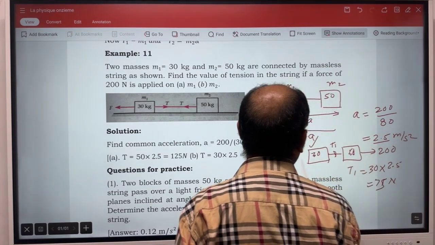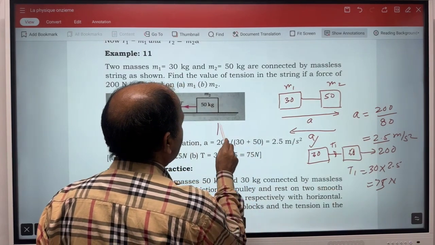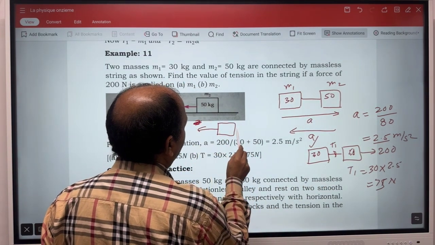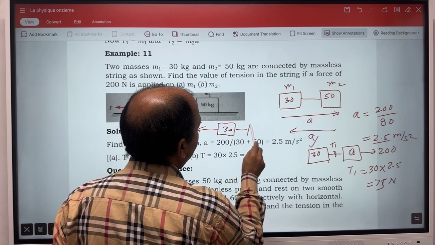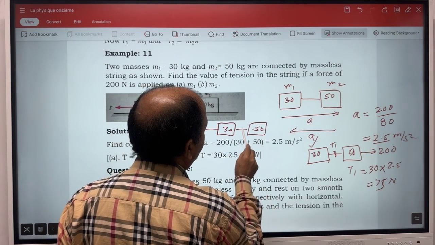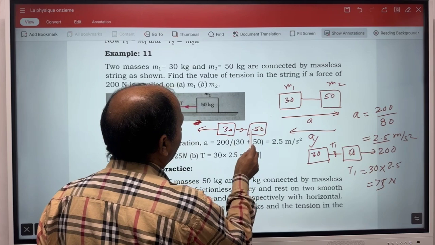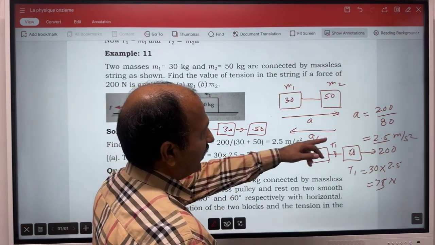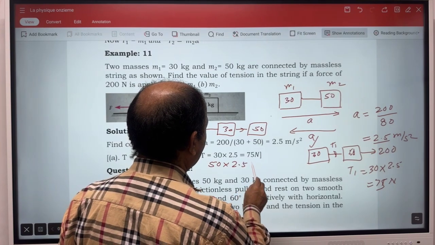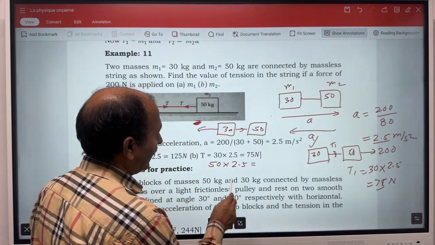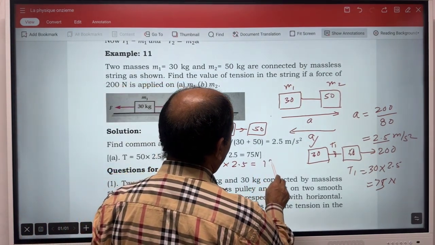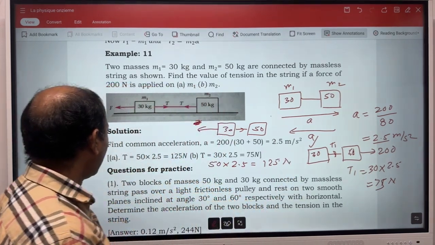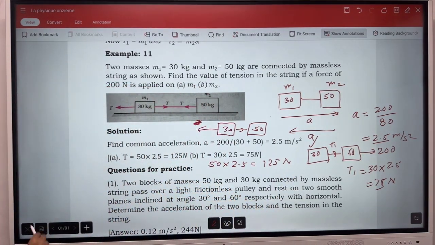Similarly, if force is applied on this side, on the side of 30, sorry, so this is 30, this is 50, you have to find out this tension. So here mass to be pulled is 50 into acceleration 2.5, so it will be 125 Newton. I think you have understood.